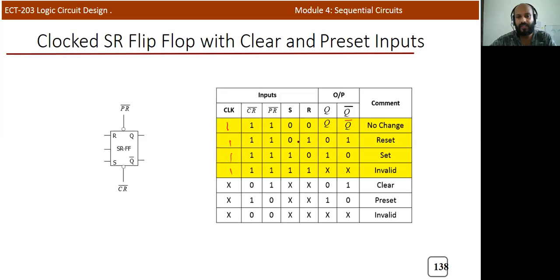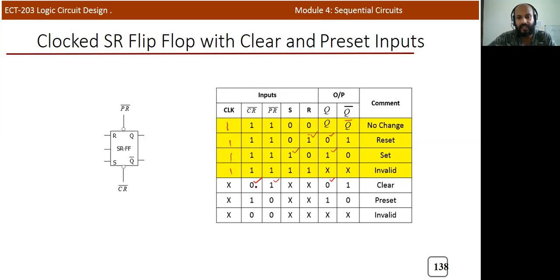If it is 0 1, it is a reset condition, and Q will be 0. If it is a set condition, Q will be 1. And here 1 1 is an invalid condition, so we don't want to bother about it. But if the clear signal is equal to 0, see in this particular table, clear is 0 and preset is 1, irrespective of whether the clock is high or low, which is indicated as a don't care condition, Q becomes 0. That is the working of the clear signal.